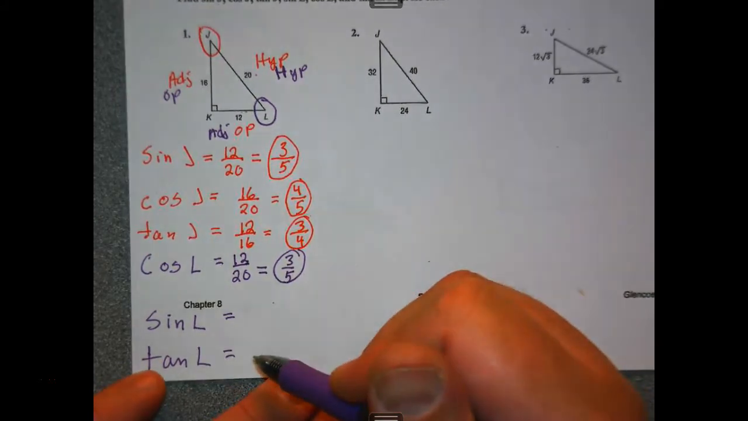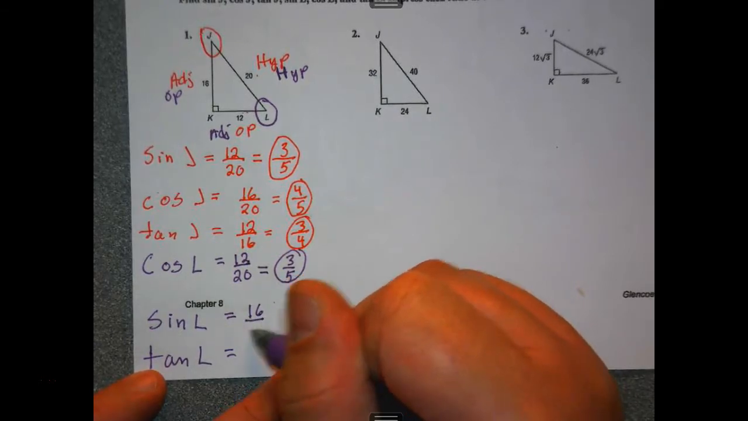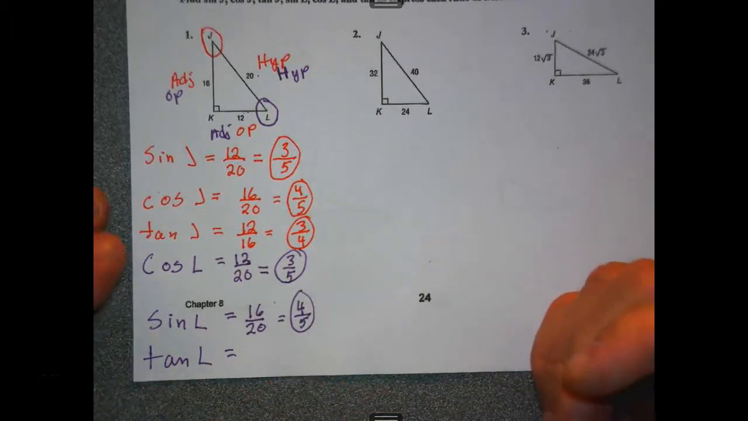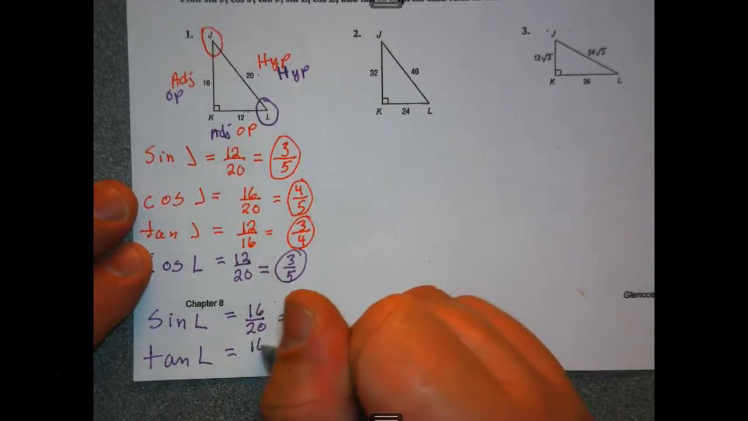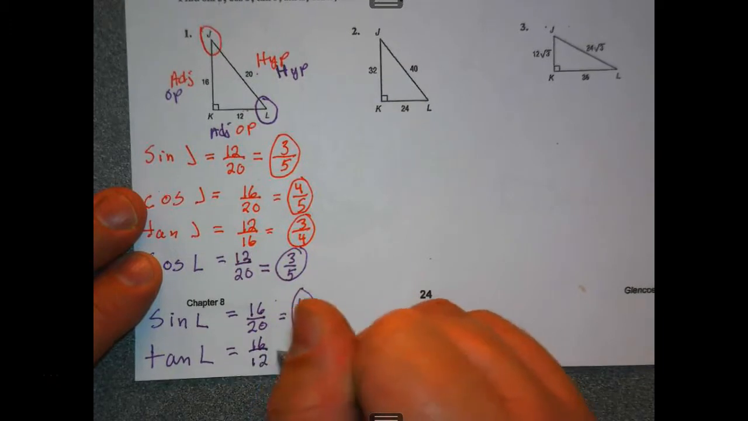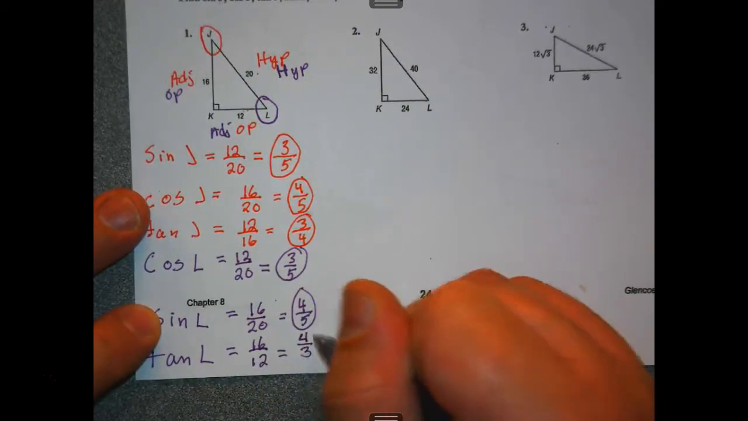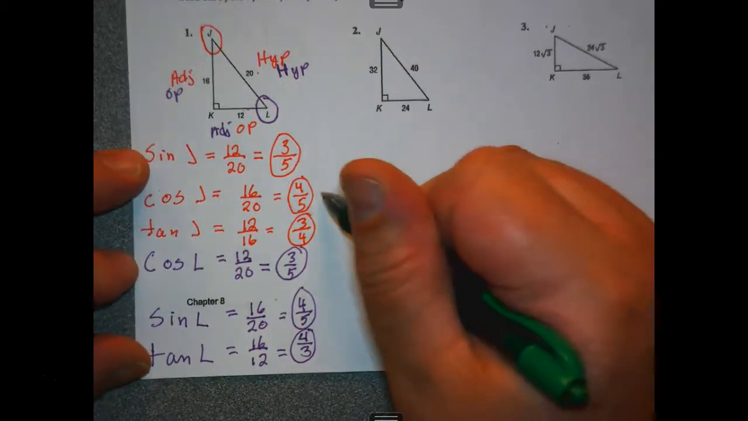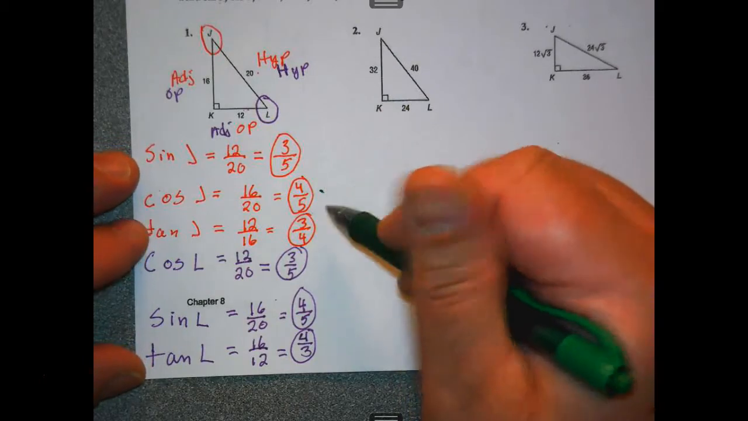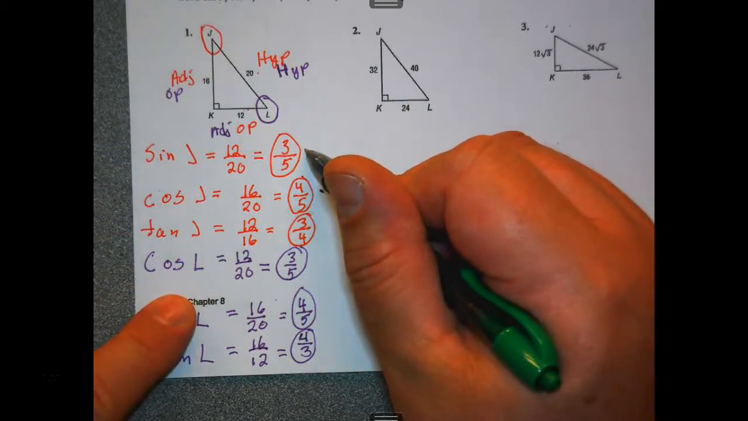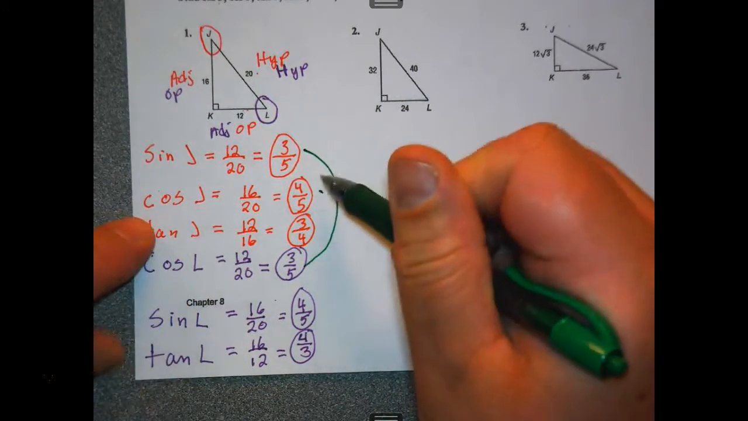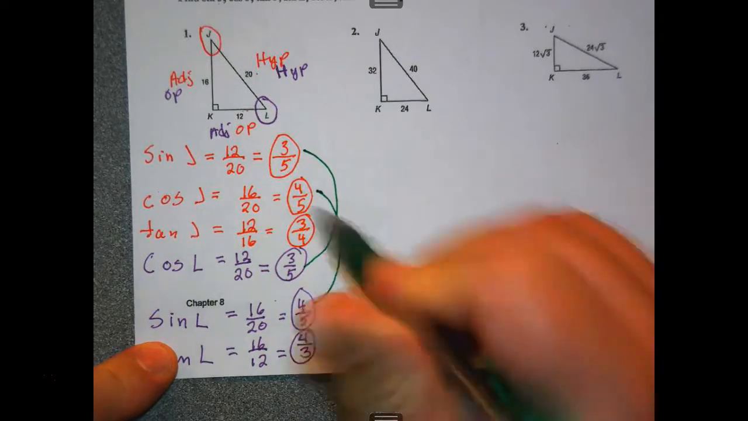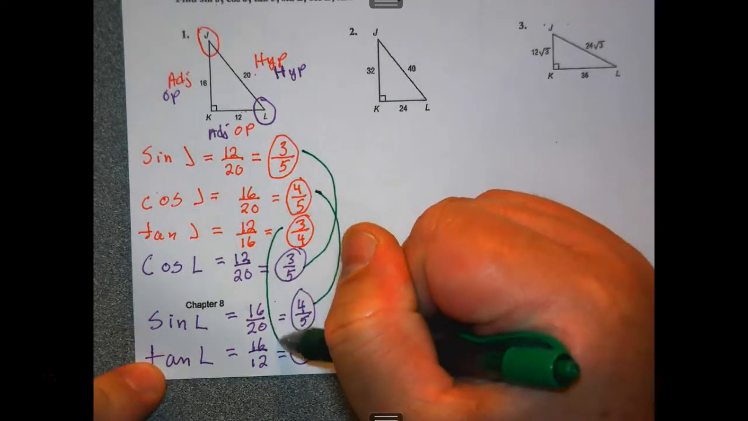Sine of L is opposite over hypotenuse. And that reduces to 4/5. Tangent of L is opposite, 16, over adjacent, 12, which is 4/3. You guys see some patterns or similarities? Yes. Let's see. The sine of J is the cosine of L. The cosine of J is the sine of L. And tangent of J is the reciprocal of the tangent of L.